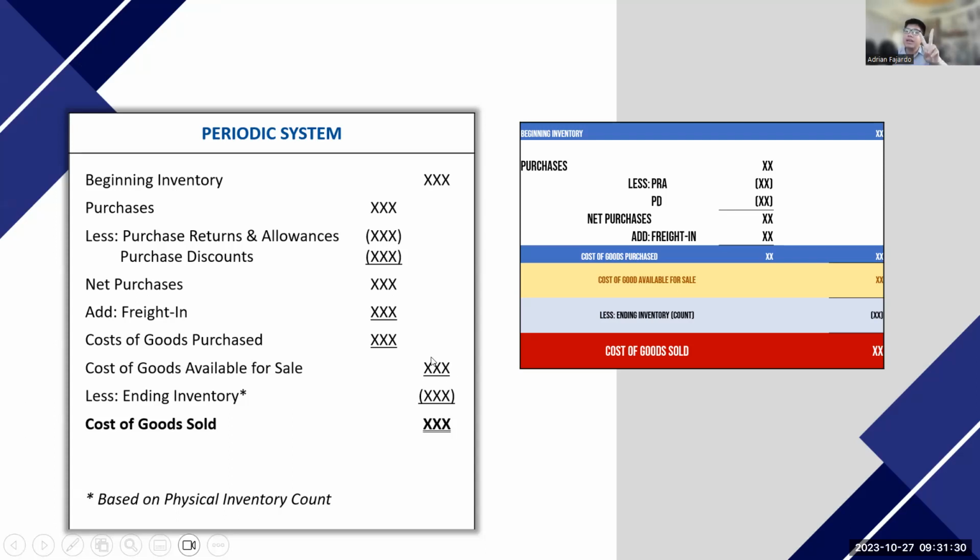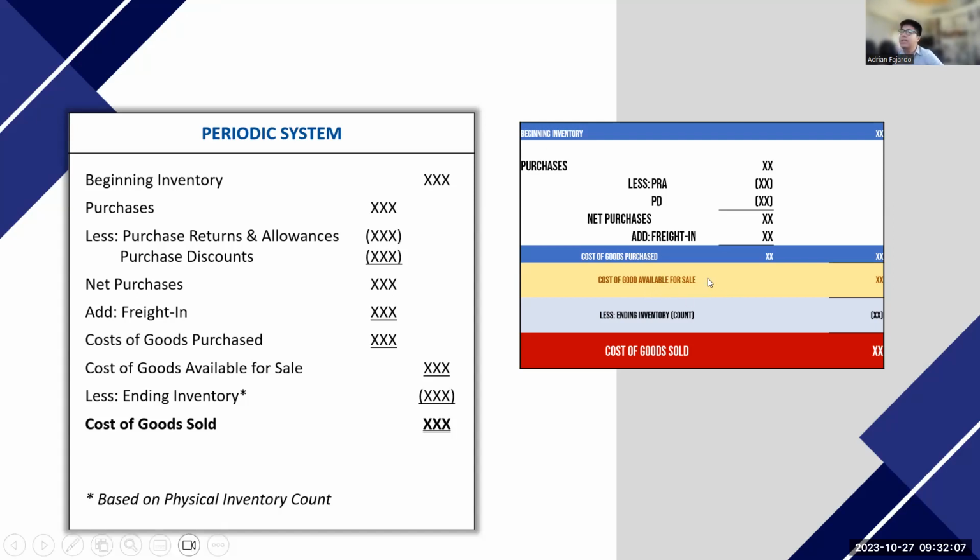And dalawa lang naman yung mangyayari sa cost of goods available for sale. Either magiging ending inventory siya or cost of goods sold. So, we less the ending inventory to get cost of goods sold. So, simply put, ito lang yung gusto kong malaman nyo. Technically, it's just beginning inventory plus cost of goods purchased is cost of your goods available for sale. Your COGAS minus your ending inventory will always give you your cost of goods sold. Again, your COGAS or your cost of goods available for sale minus ending inventory will equal your cost of goods sold. Bakit lang mukhang mahirap?